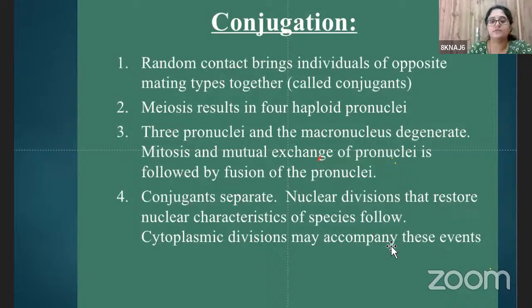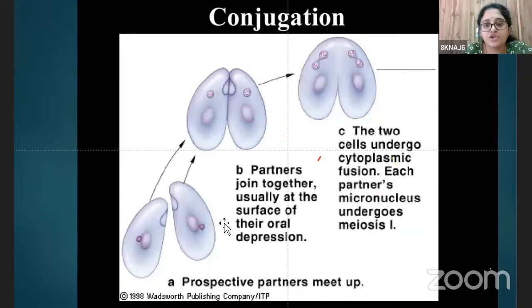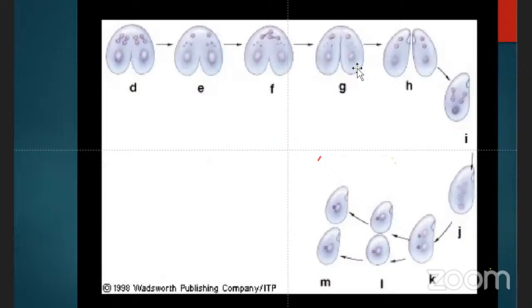So partners join together with the oral depression. And then cytoplasmic fusion takes place. Then the micronucleus undergoes meiosis.